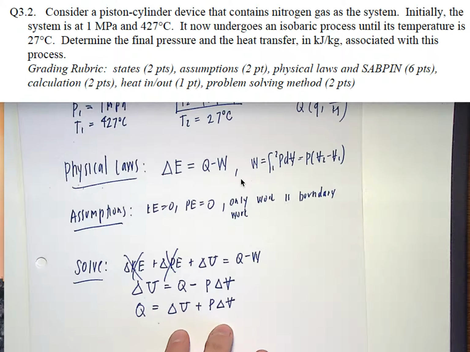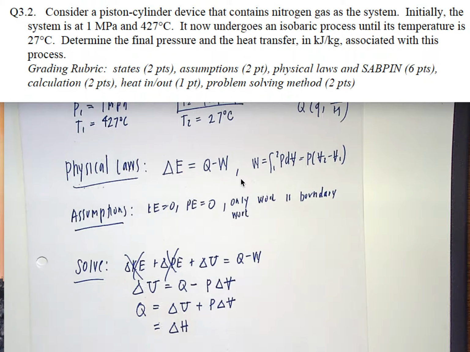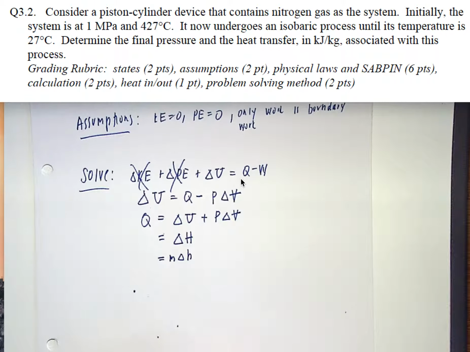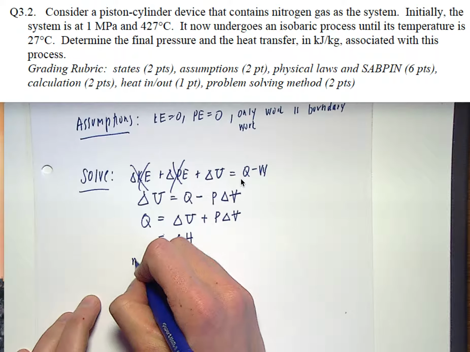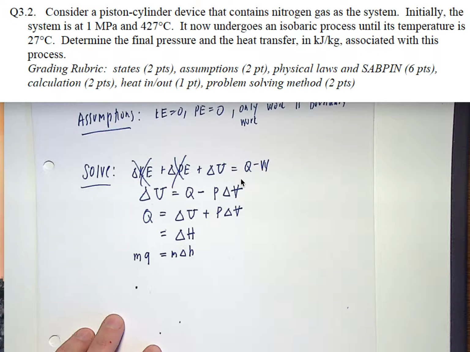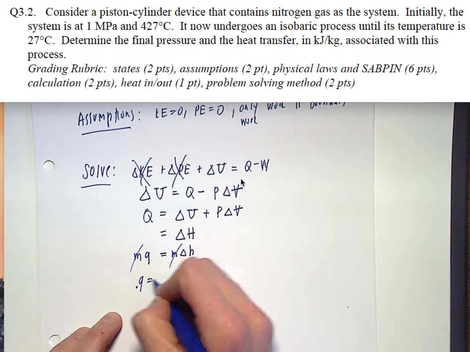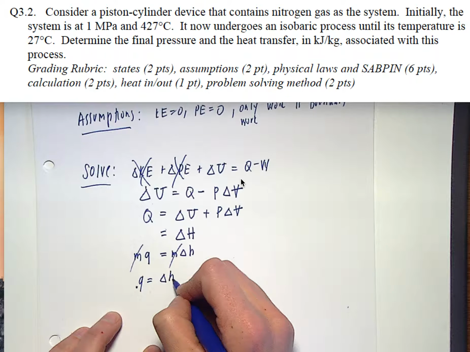Now there's just a lot of different ways you can approximate these things. So the first way is delta U plus P delta V is the same as delta H. And delta H is the same as m times little h. And then we're looking for little q, which is the same as saying big Q over m. So we can cancel those out, and we can write that little q equals delta h.